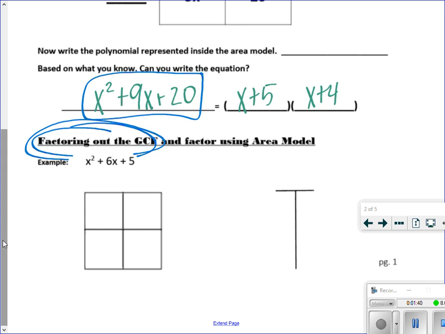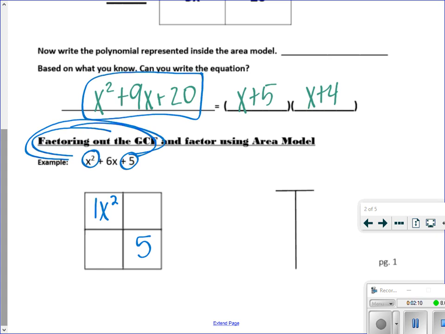Okay. Now for our setup. With the algebra tiles, we set up the x squared first. Same thing, put it in your area model. We also set up the ones with the tiles, so we're going to do that here. Put that in that last box. So first term in the first box, last term in the last box. Okay. What is the coefficient for x squared? 1.